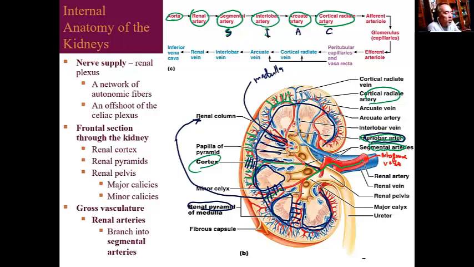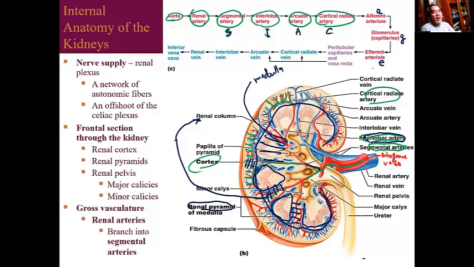Okay. So the artery becomes smaller and smaller because it's going to become capillaries. So this is going to be a small artery called the afferent arteriole. Then it becomes a capillary called the glomerulus. And then it's going to exit again as a small arteriole called the efferent arteriole. So you can say A-G-E-H.